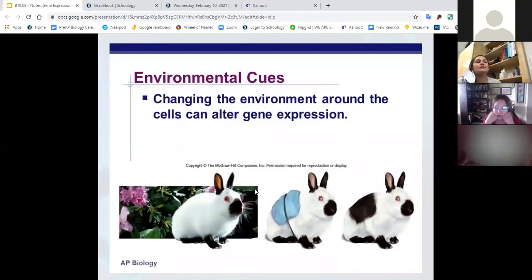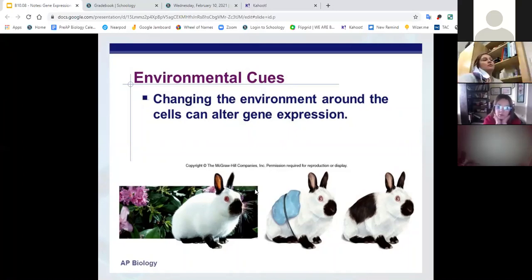So this is an experiment they did with one of these bunnies. I honestly forgot the scientific name of the bunny, but when it's cold out, the bunny develops black hairs instead of white hairs because black absorbs more heat. So it wants to keep that black color so that it can absorb more heat in the colder temperatures.